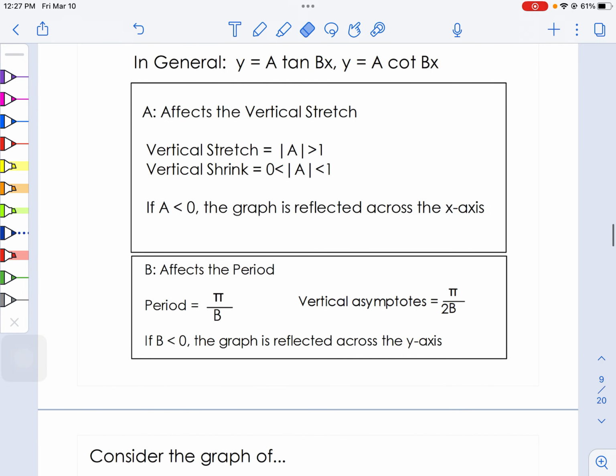B affects the period. For tangent and cotangent, they have a period of pi. So because their period is pi, if you have a b value other than 1, you take pi divided by b in order to change that period.